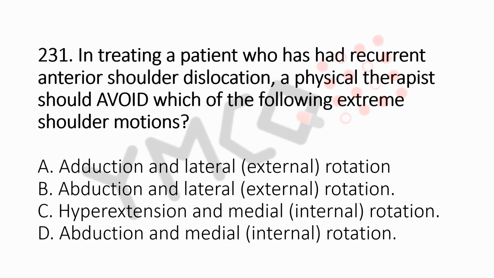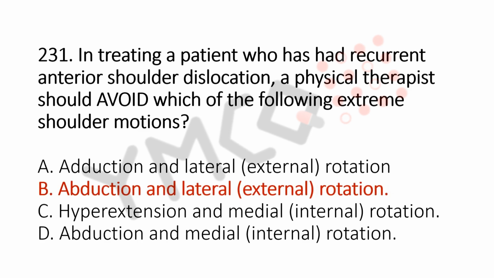In treating a patient who has had recurrent anterior shoulder dislocation, a physical therapist should avoid which of the following extreme shoulder motions? Option A, adduction and lateral external rotation. Option B, abduction and lateral external rotation. Option C, hyperextension and medial internal rotation. Option D, abduction and medial internal rotation. And the answer is Option B, abduction and lateral external rotation.